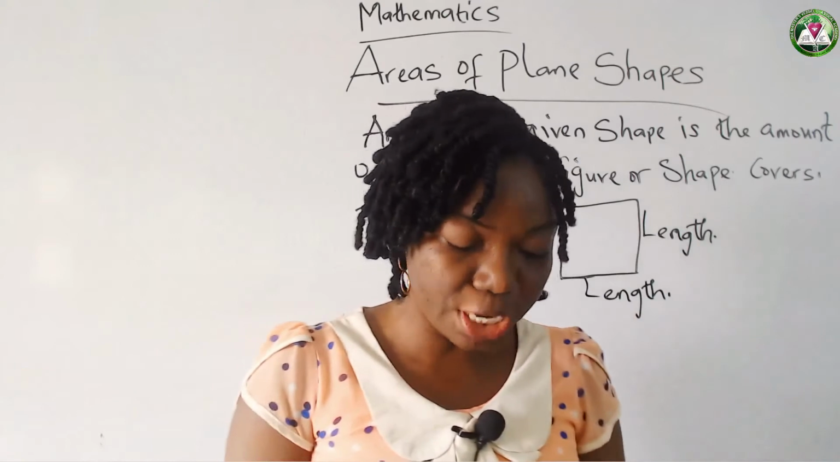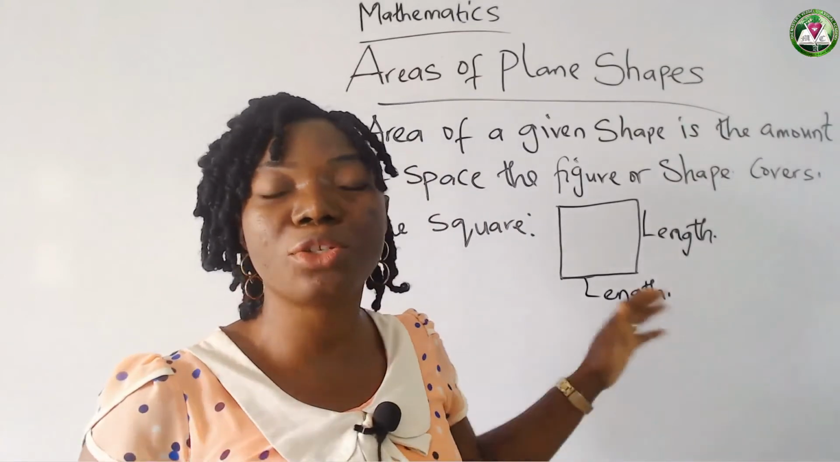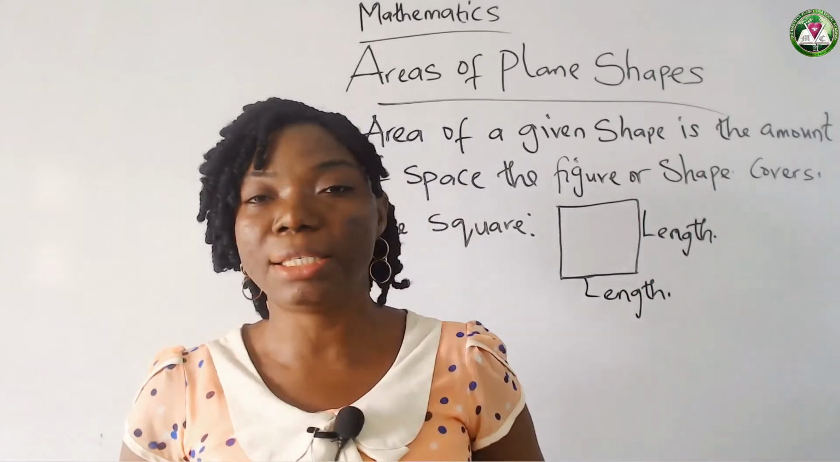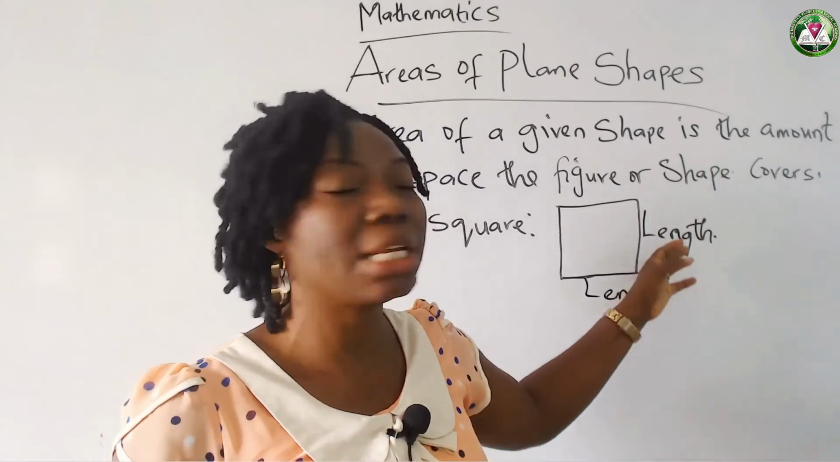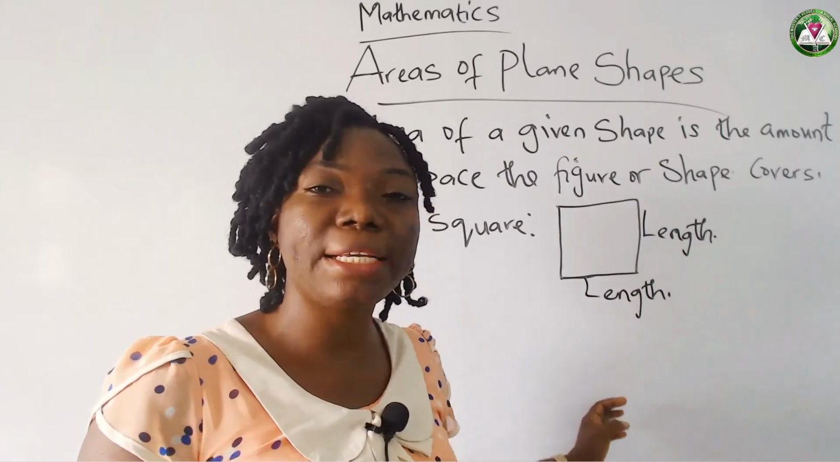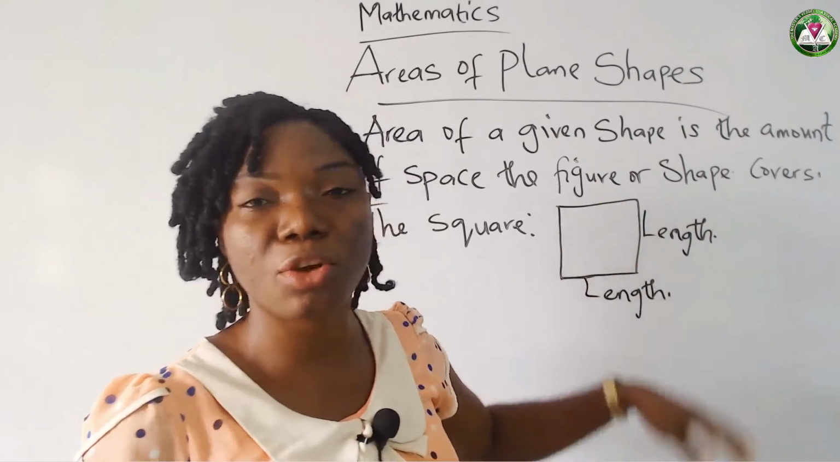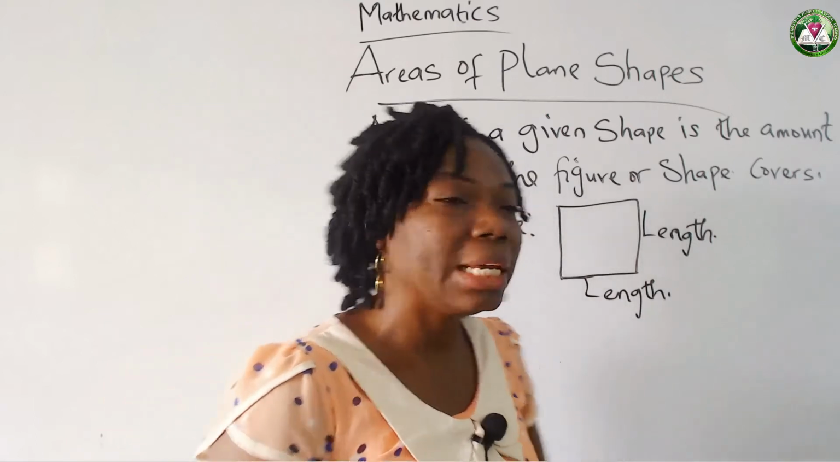Now, if we are looking for the area of a square, because square has only length, the area of a square is length times length. You multiply 2 of the length, is that clear? To get the area it covers. Now, why do we do that?